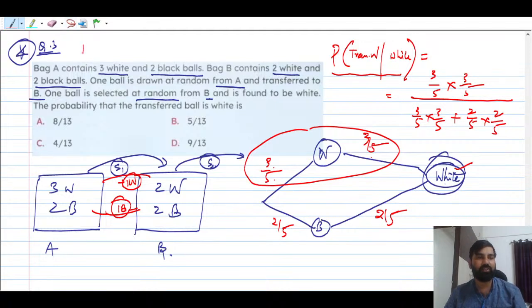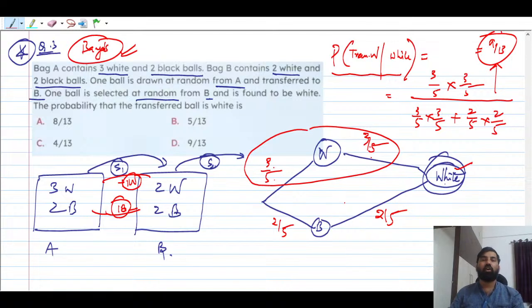So this question is based on Bayes theorem only, right? I hope this makes sense to you, right? So this is a very, very important concept that you guys have to understand, right? And then what you have to do? Yes. So the answer for this question will be what? The answer for this question will be 9 by 13. 9 by 13, okay? So you can solve this. This is 9 by 13.